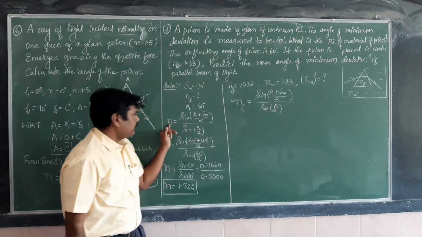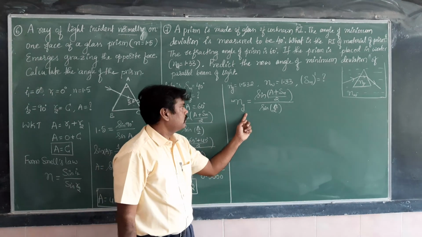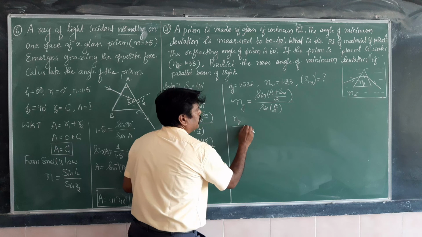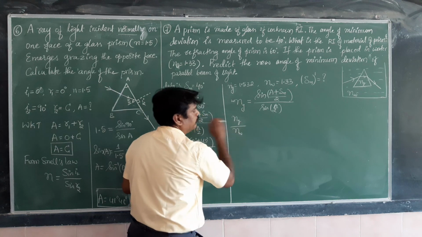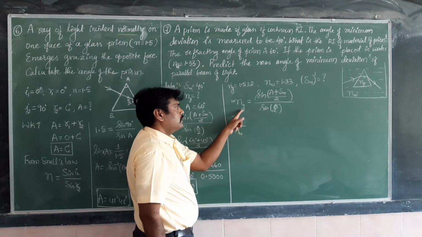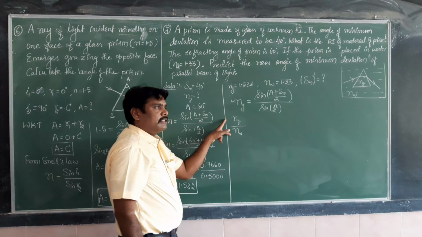Same formula, but here it was traveling from air to glass, and now it is from water to glass. So the refractive index of second media is glass media, and the refractive index of first media is water media. It will become Ng by Nw. This is very important: second media divided by first media we take. So the refractive index definition itself says that.